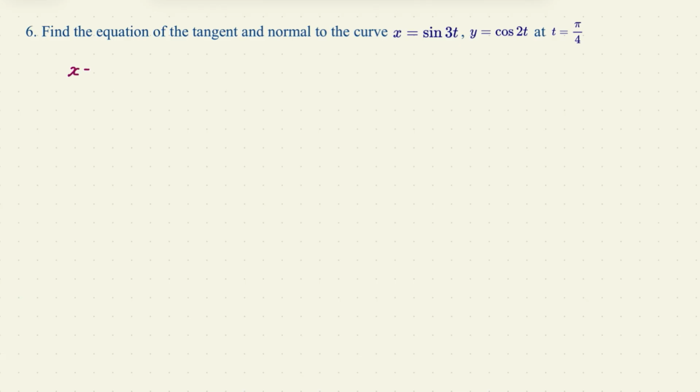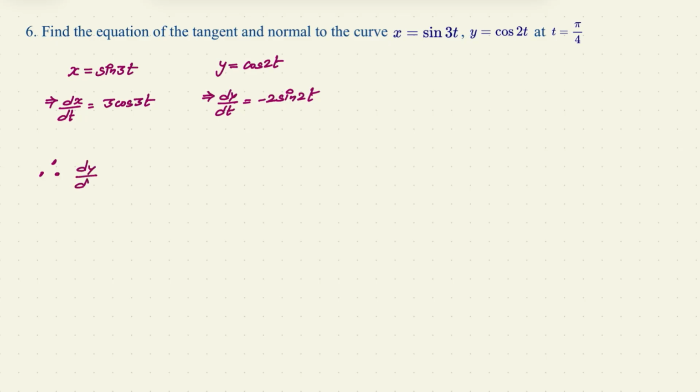Since x equals sin 3t, differentiating both sides with respect to t, we will have dx/dt equals 3 cos 3t. And the equation of y is cos 2t, so on differentiating both sides with respect to t, we will get minus 2 sin 2t. Therefore, the value of dy/dx can be written as dy/dt divided by dx/dt, which equals minus 2 sin 2t divided by 3 cos 3t.